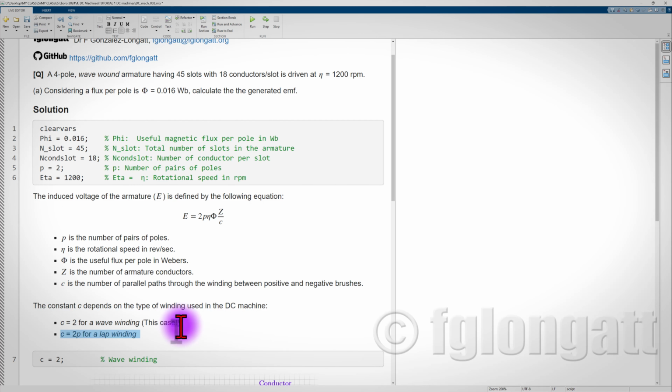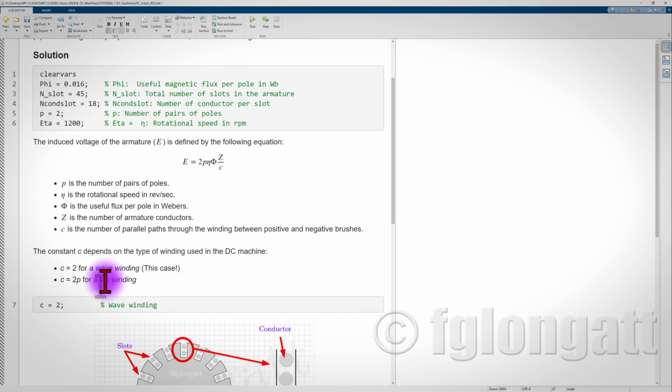What is important here is that there are typically 2 different types of winding, the wave winding and the lap winding. In this case, we are working with a wave winding, and you can see that the letter C is numerically equal to 2.